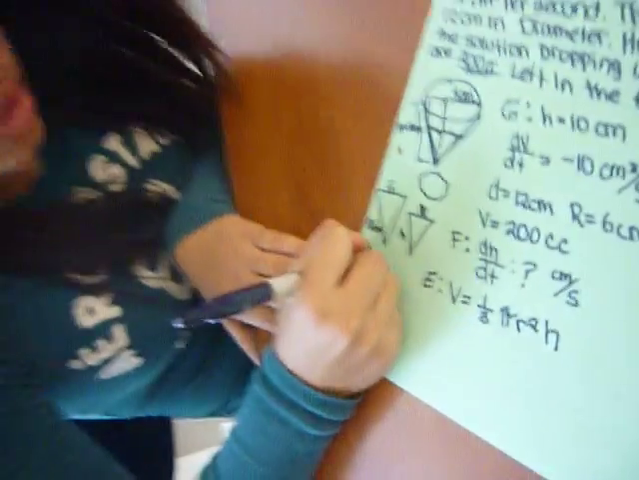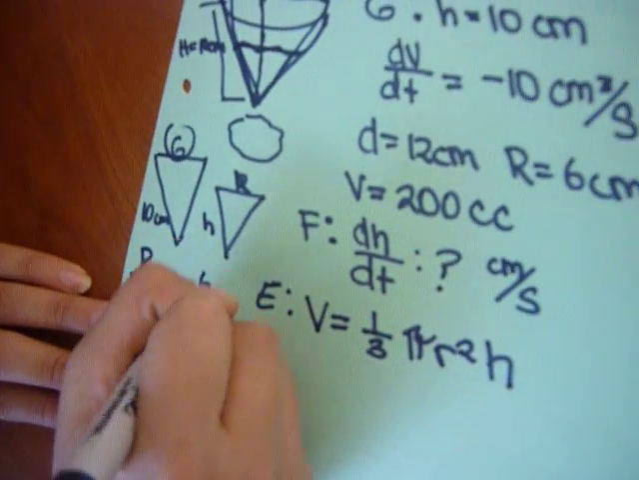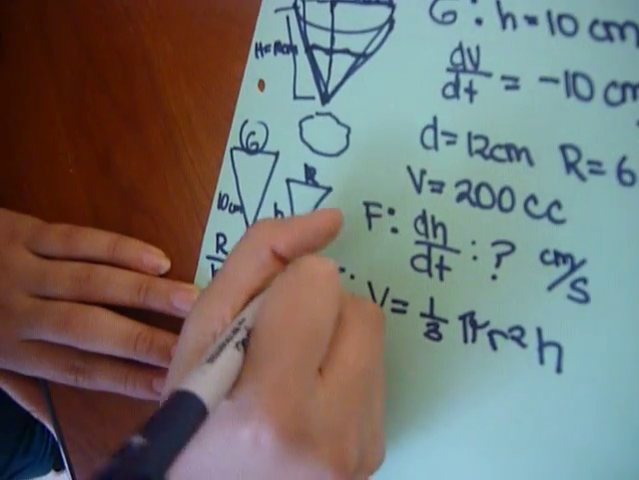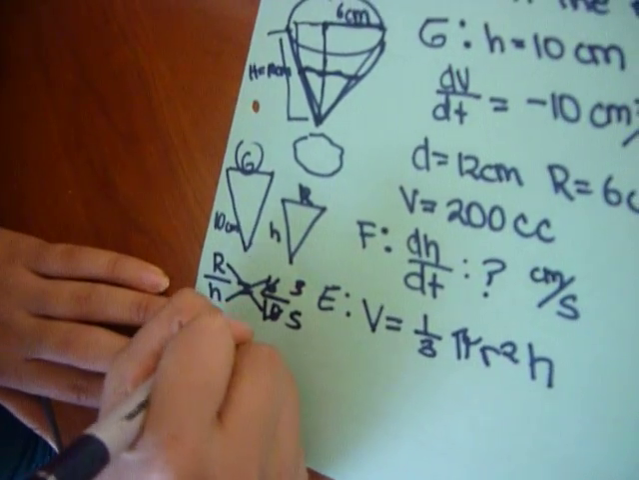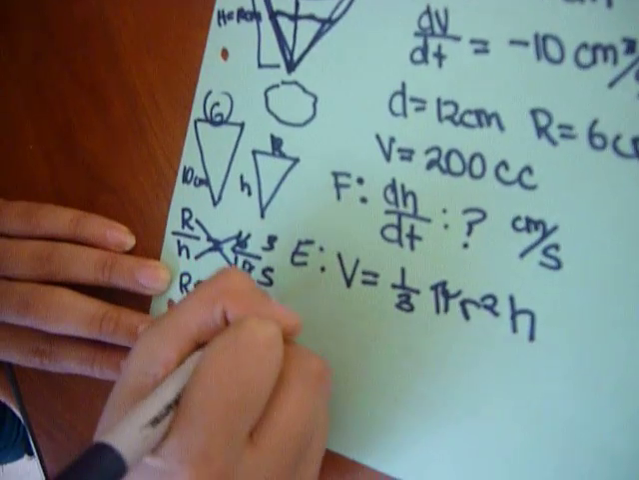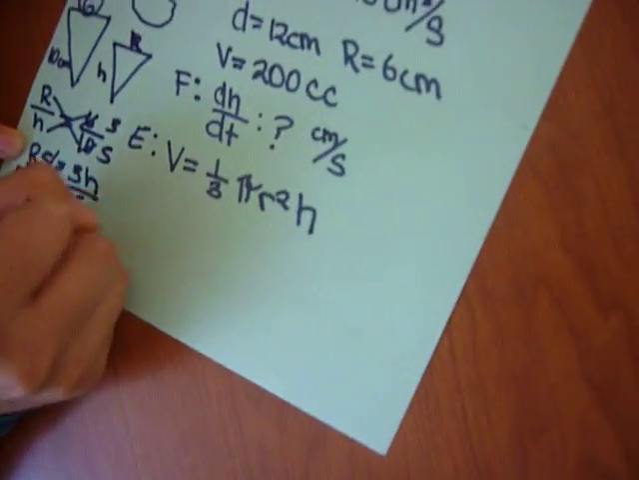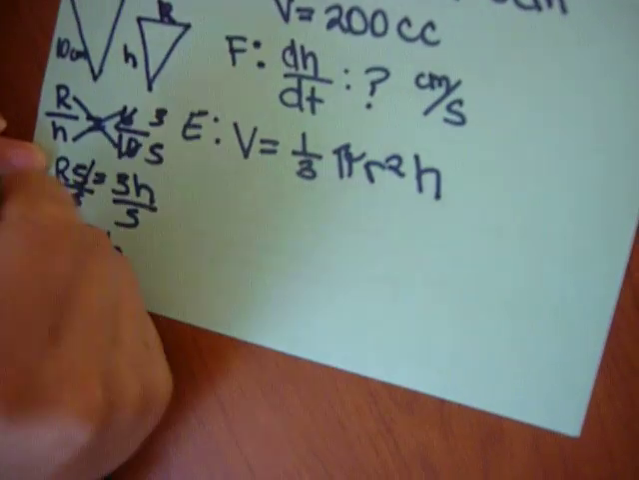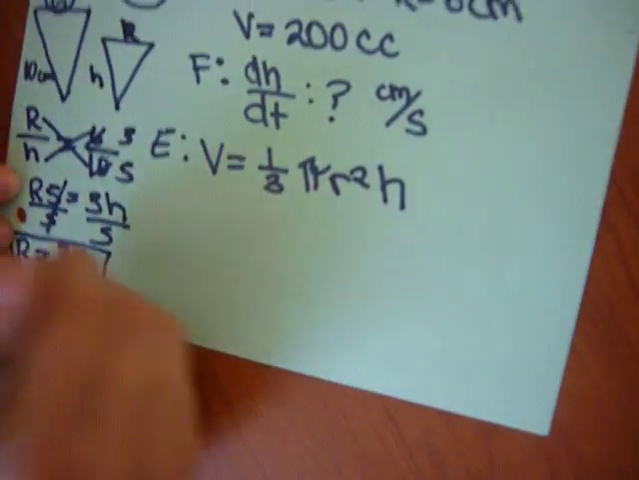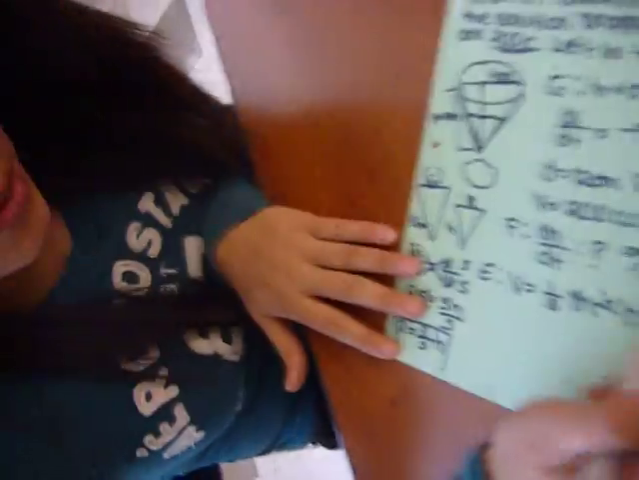So now we do the ratios. R over H equals 6 over 10. That reduces to 3/5. Cross multiply, that gives us 5R equals 3H. Since we're solving for dH over dt, we want to keep everything in H's. So we divide this by 5, divide this by 5. Our new R is 3/5 H. That's our new R. And now we're going to plug this into this equation, so we'll have only one variable.